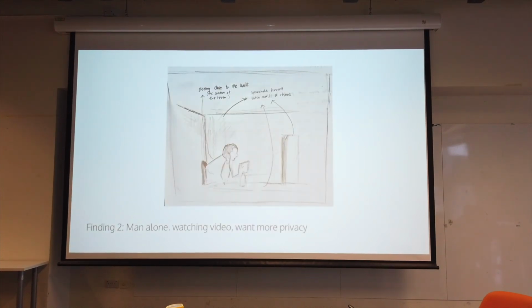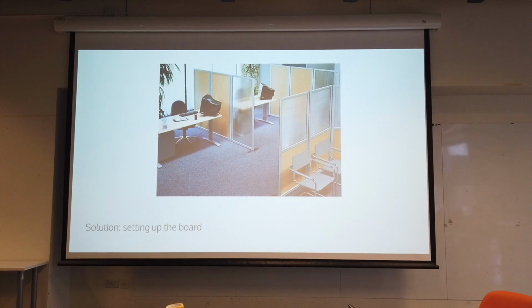Another finding that we have is the need for privacy. We saw a man sitting alone, watching videos, and you can see from his position in the room that he really wants privacy. He was sitting very close to the walls, surrounding himself with the walls. But the problem is that that's pretty much the only spot that has walls surrounding it. So our solution is to set up more boards in the room so different groups of people can also find privacy.